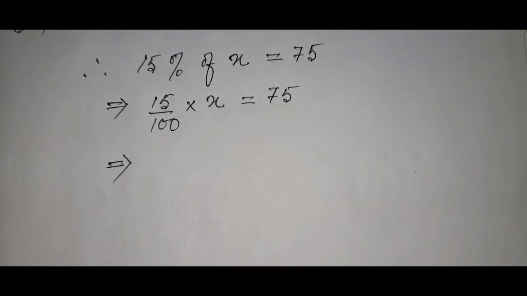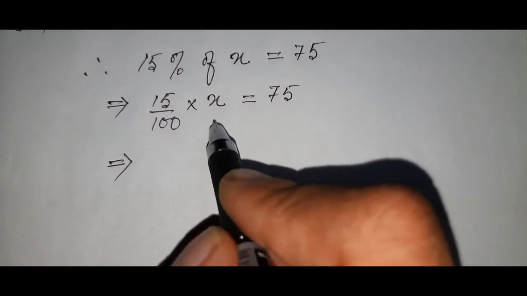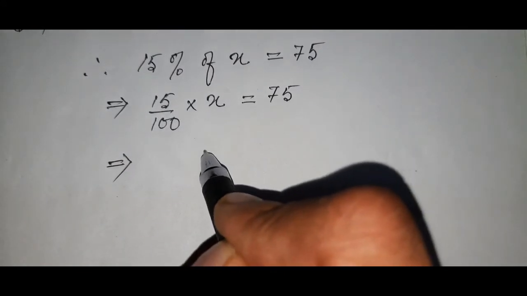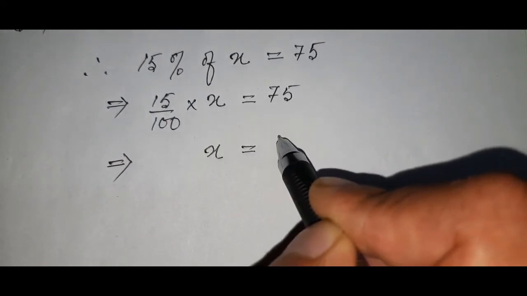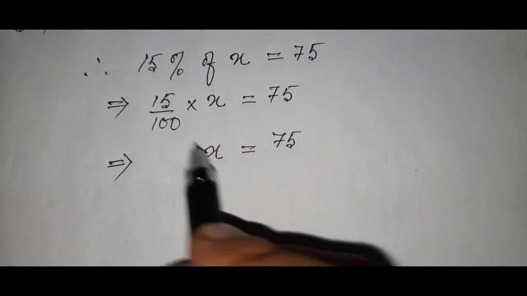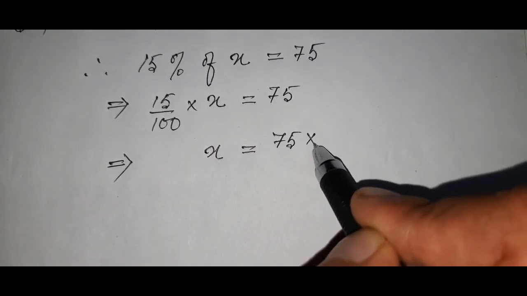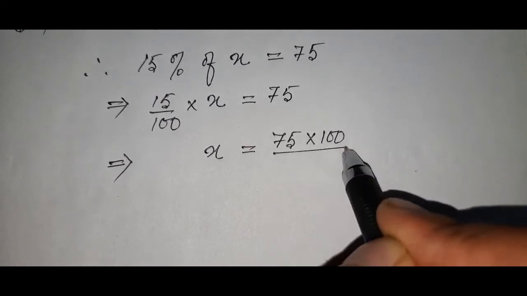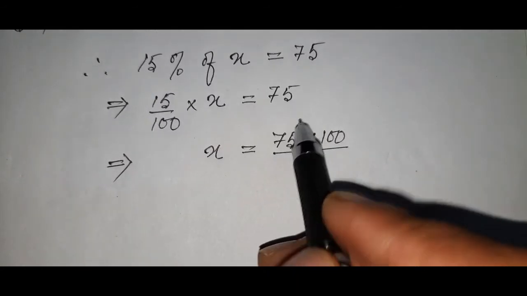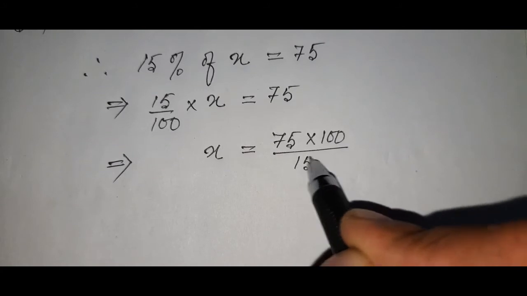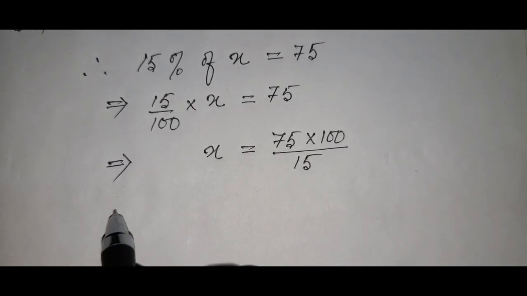So I'm going to give you a shortcut here. Whenever you come across something like this, one shortcut you can use is: for 75, just take this number which is in the denominator up here, so multiply by 100, and the one which is up here, you just take it down here. Okay, so this is your shortcut.